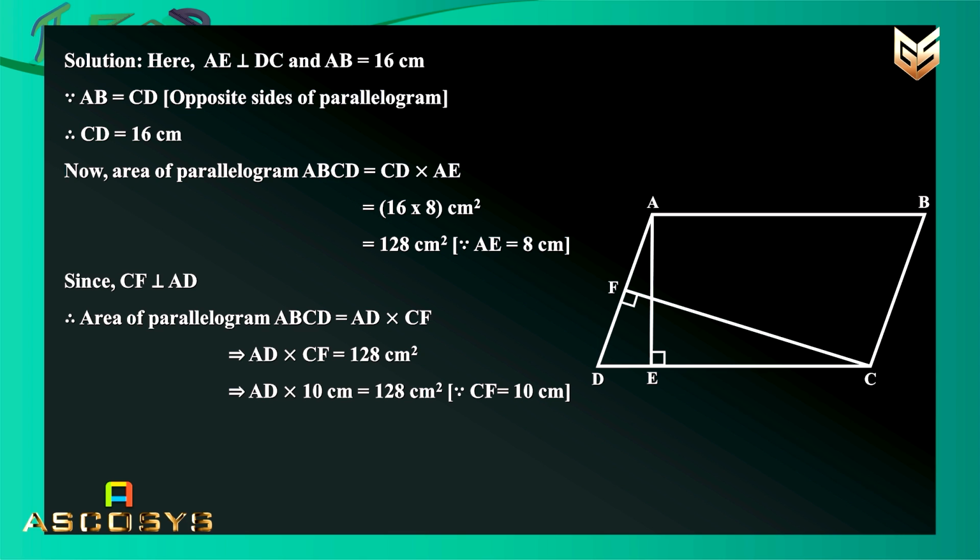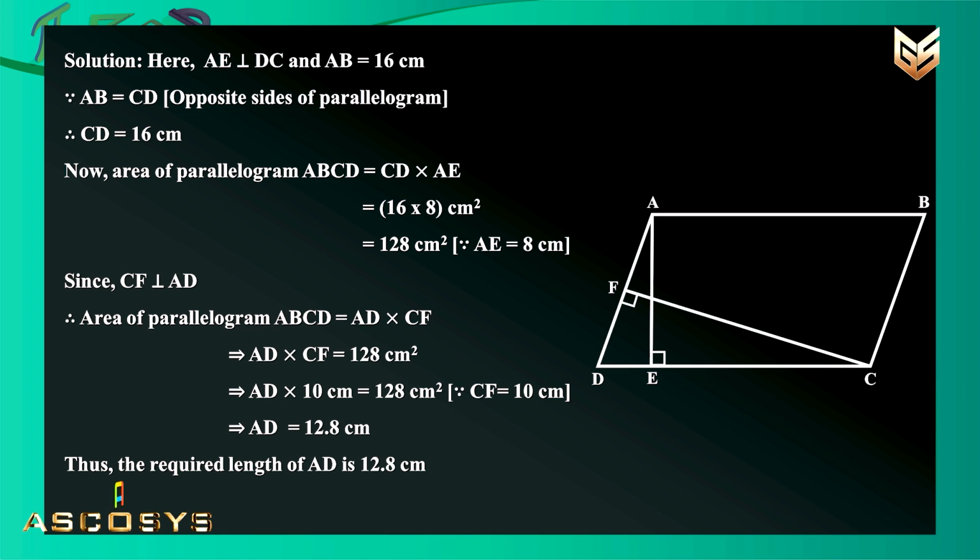That means here AD into CF is the area of the parallelogram ABCD, but the area of the parallelogram is also 128 centimeter square. That is why AD into CF is equal to 128 centimeter square. Therefore, AD into 10 is equal to 128, or AD is equal to 12.8 centimeter. So, the required length of AD is 12.8 centimeter.